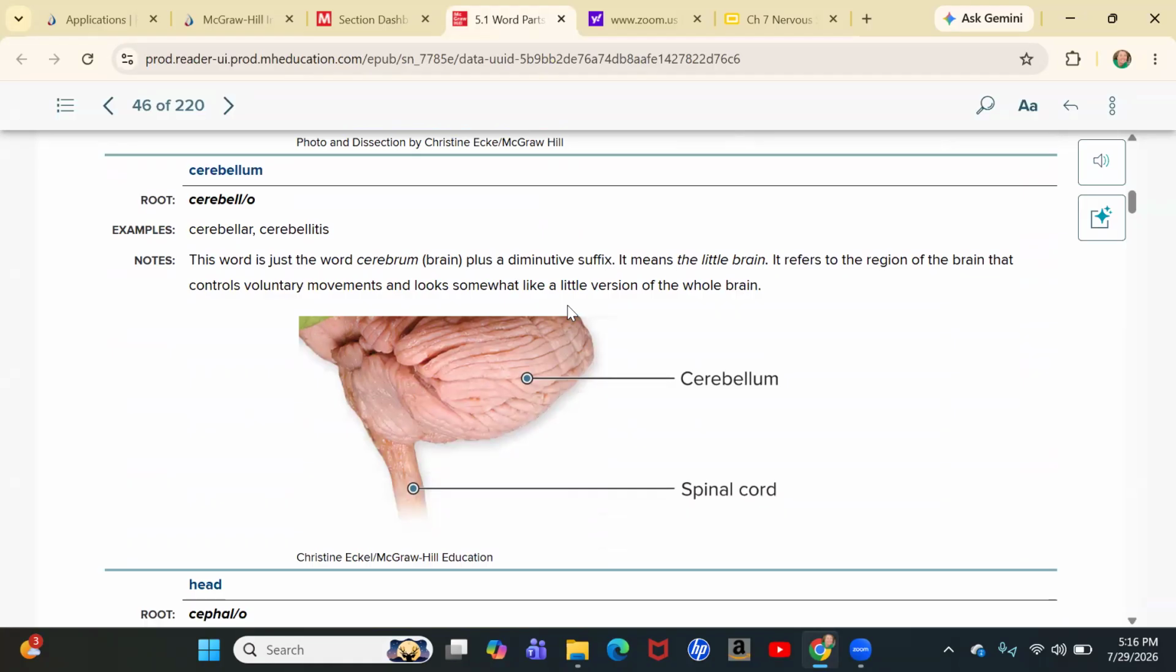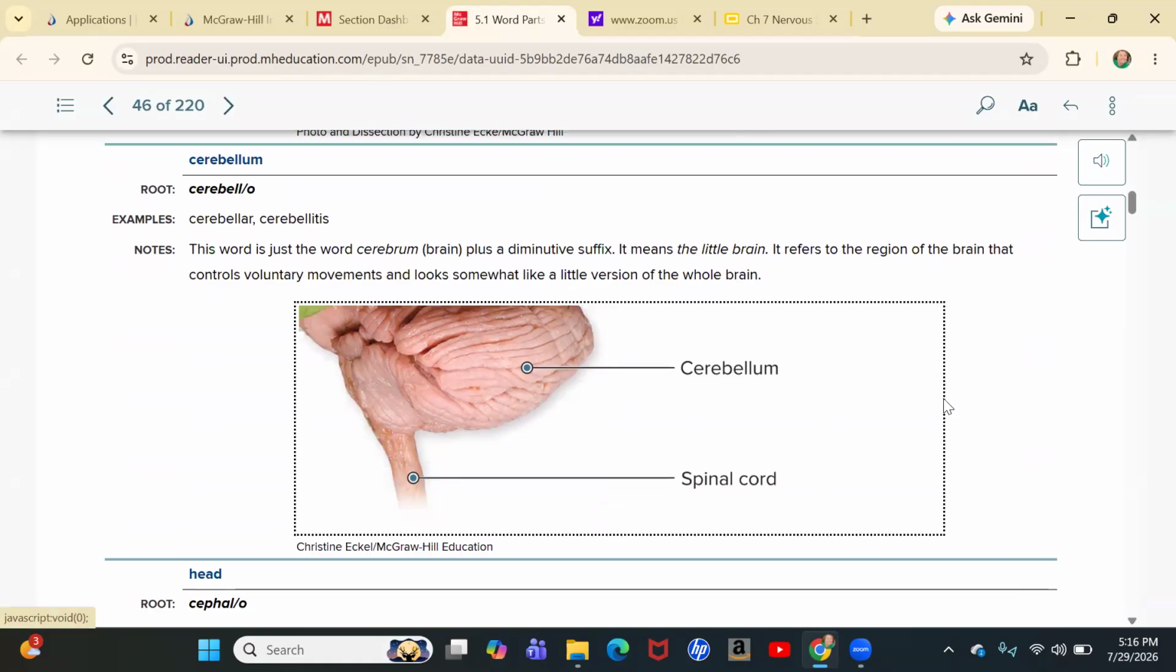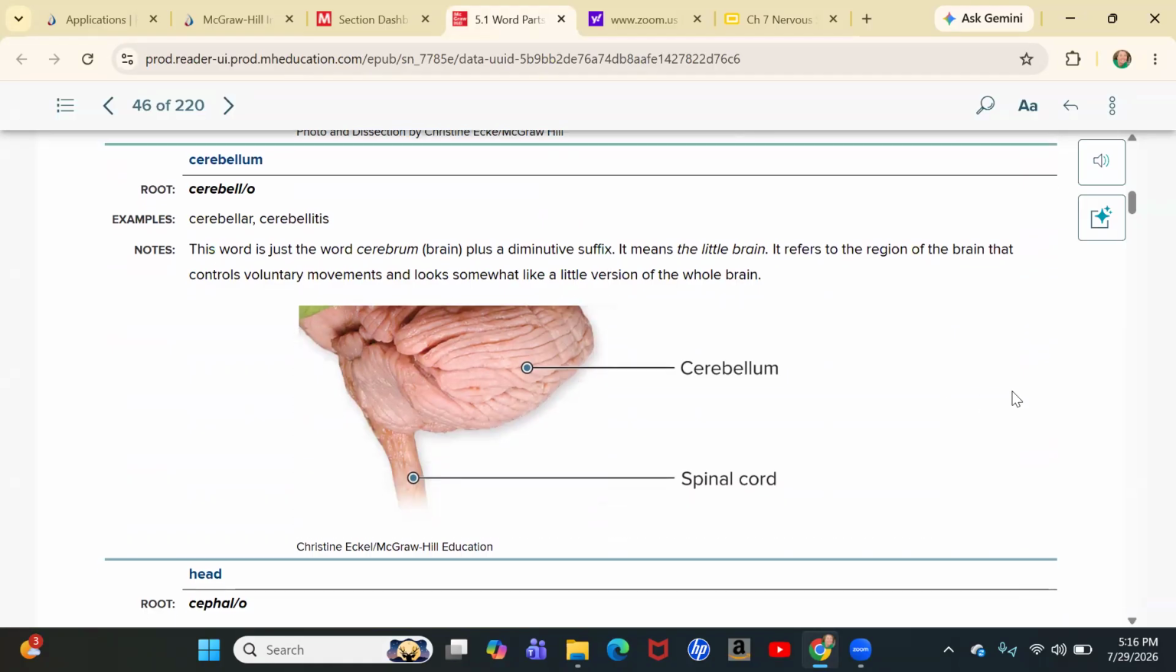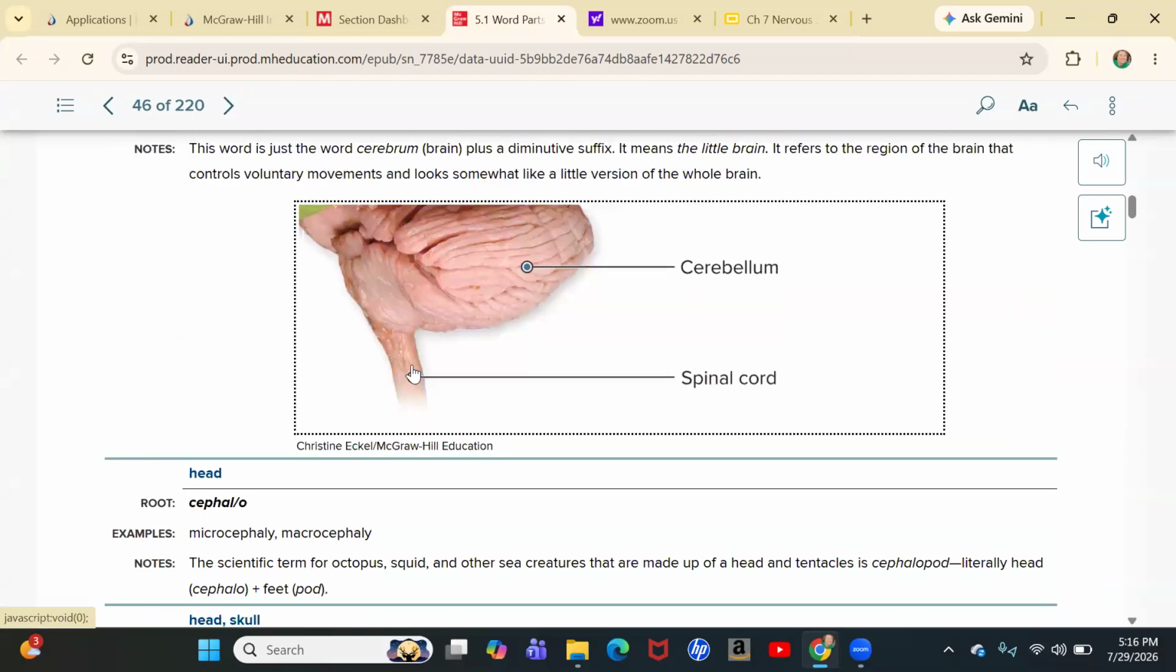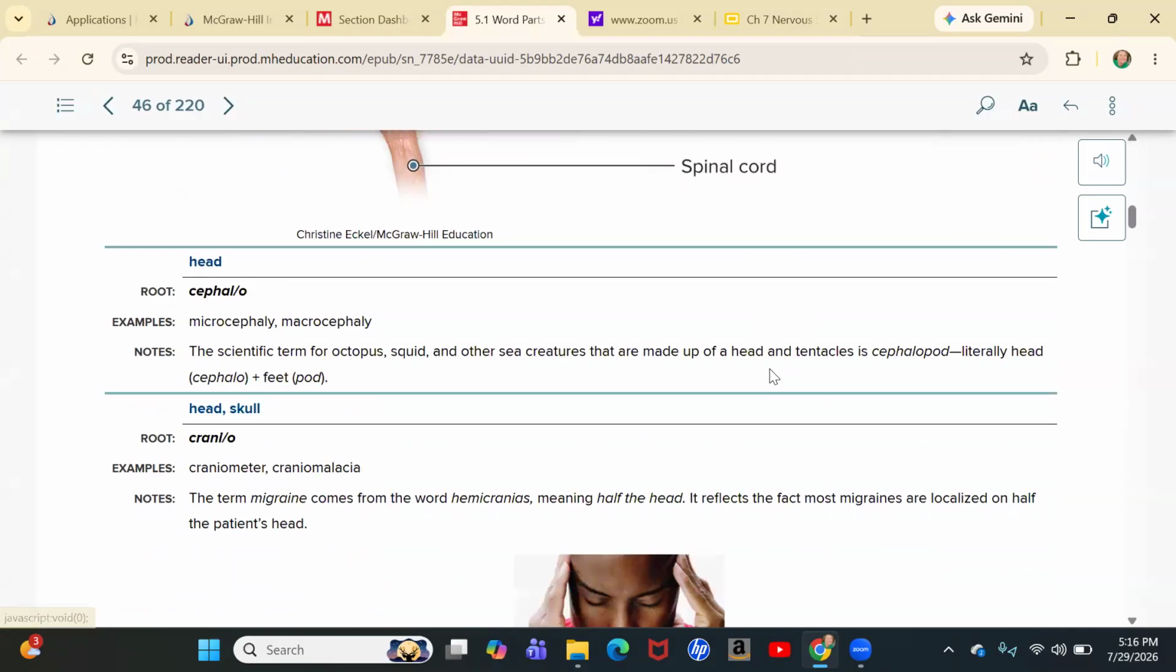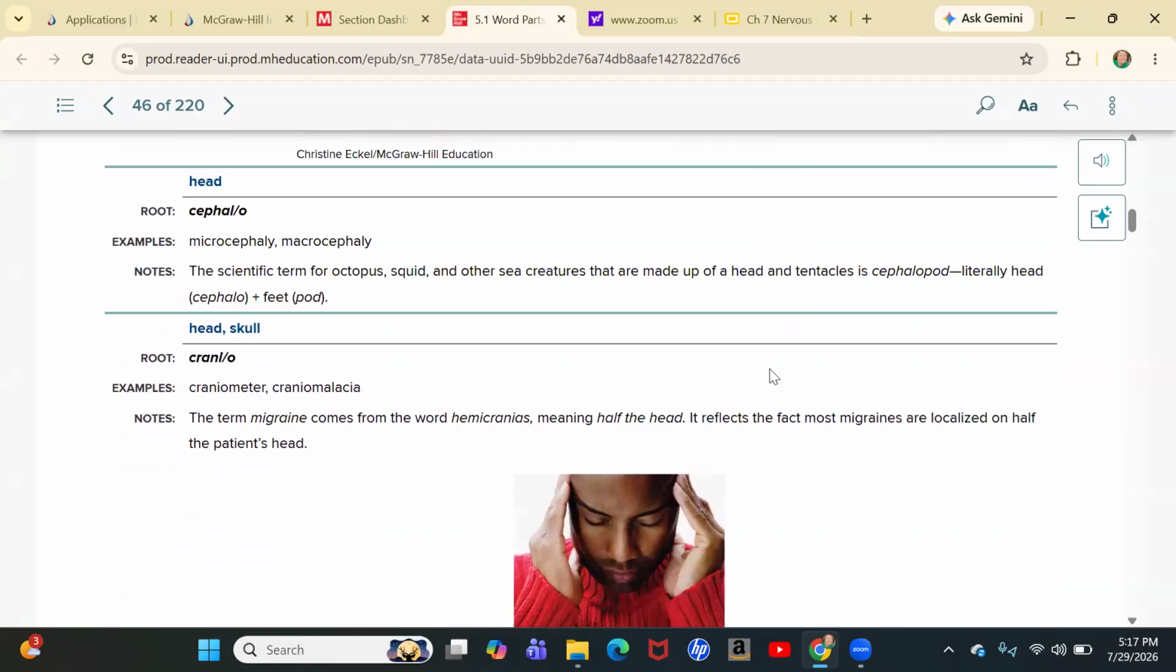We're not going to get into the different functions of each part of the brain, just the terminology for it. For the spinal cord here, myelo means bone marrow and spinal cord. You may remember from chapter 2, I believe it was, when we learned anatomical directional terms, that cephalo means going towards the head and caudal means going towards the feet. So they're just reiterating this term cephalo here.